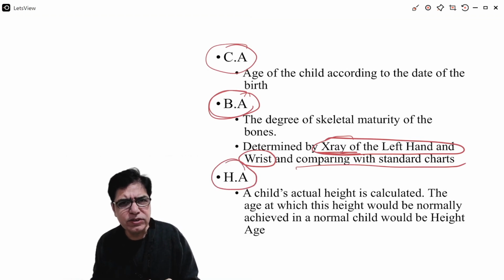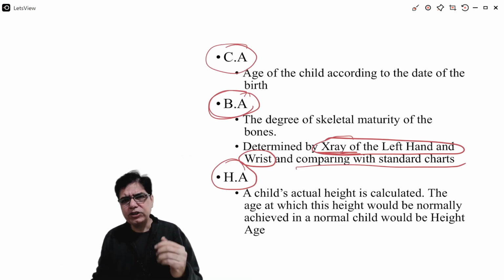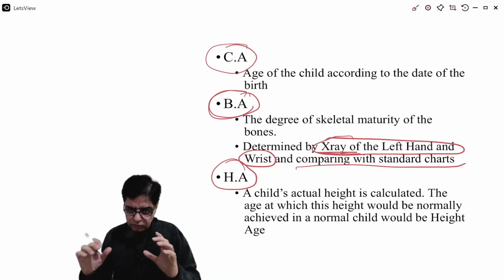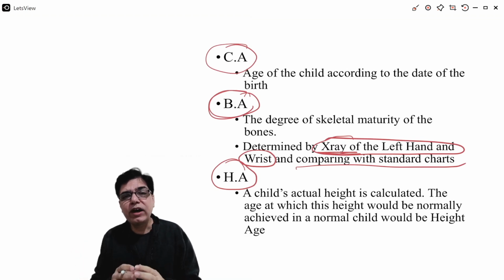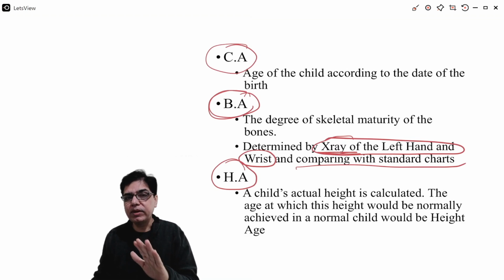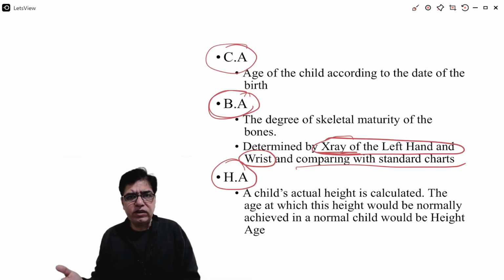Third thing is the height age of the child. Now, what is the height age of the child? Every child has some height. For example, a child might have a height of 120 centimeters, another child might have a height of 130 centimeters. So the first thing is that you have to calculate the child's actual height. Now, the child's actual height is his actual height. That is not the height age. Remember, some people think that the height age is basically the height of the child. No, no, no, not at all. The actual height of the child is what we call the actual height.